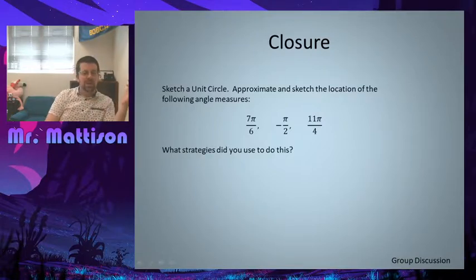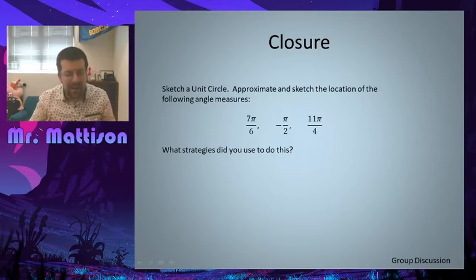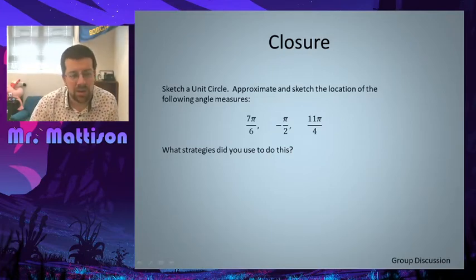Negative pi over 2, well, pi over 2 is that 90-degree angle, so it's 90 degrees down. And then 11 pi over 4, well, 8 pi over 4 would be one full circle. So then we're going to have that, and then 3 pi over 4 more, which is going to be halfway between a 90-degree and a 180-degree angle. So whatever strategies you can use to get a good estimate, right now, if you can estimate it, then we are good.